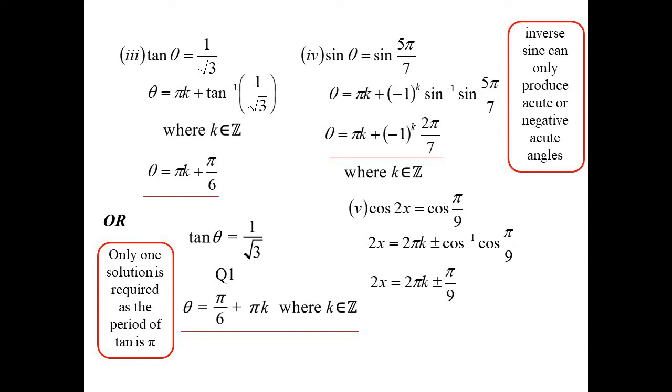But that's 2x, we want 1x. So x is pi k plus or minus pi on 8. But of course I've got to write down my condition on k. K is an integer.